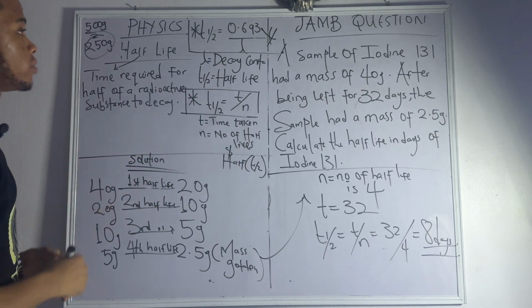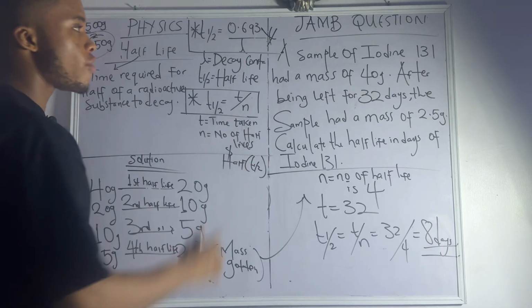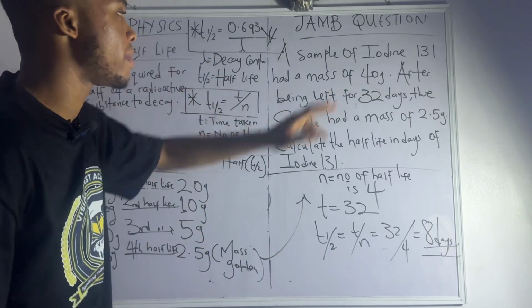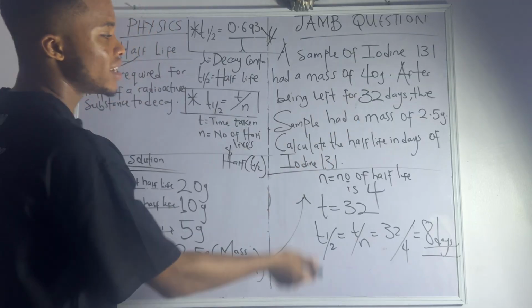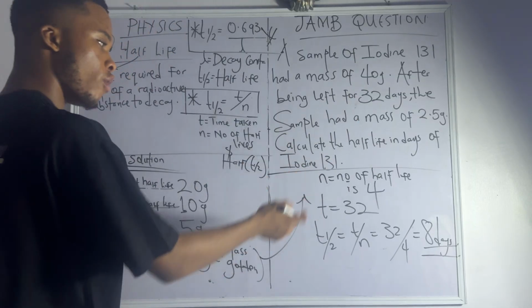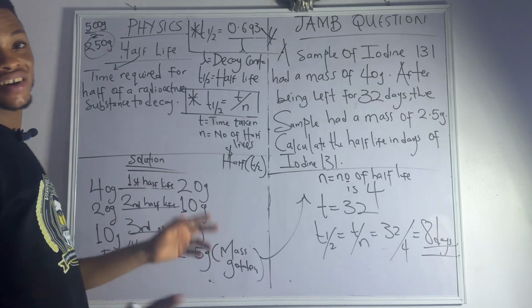Now let's take this question. This is a past question. It says a sample of iodine-131 had a mass of 40 grams. After being left for 32 days, the sample had a mass of 2.5 grams. Calculate the half-life in days of the iodine-131. Very, very easy.